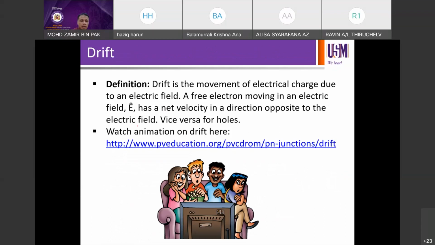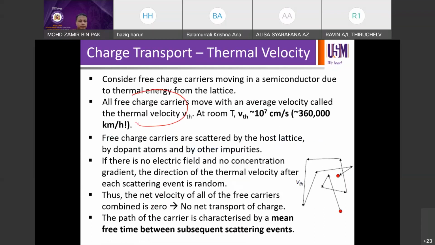All free charge carriers move with an average velocity called thermal velocity. Okay, this is a concept that's called thermal velocity. At room temperature, the thermal velocity is somewhere around 10 to the 7 centimeter per second. Okay, 10 to the 7, and that is equal to 360 kilometer per hour. Very, very high.